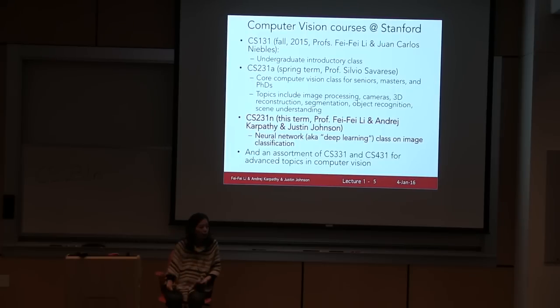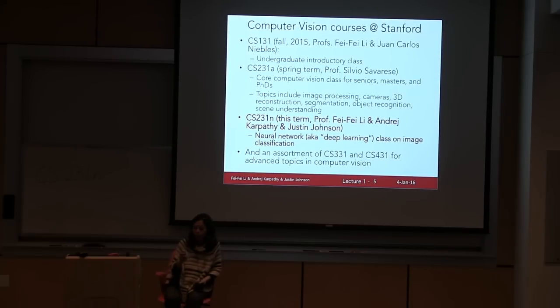Yes? Is 131 a strict requirement for this class? 131 is not a strict requirement for this class, but you'll soon see that if you've never heard of computer vision for the first time, I suggest you find a way to catch up, because this class assumes a basic level of understanding of computer vision. You can browse the notes and so on.